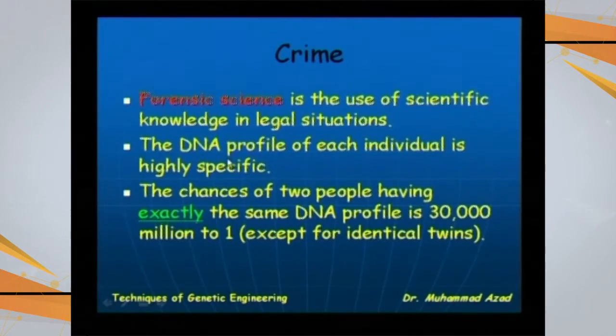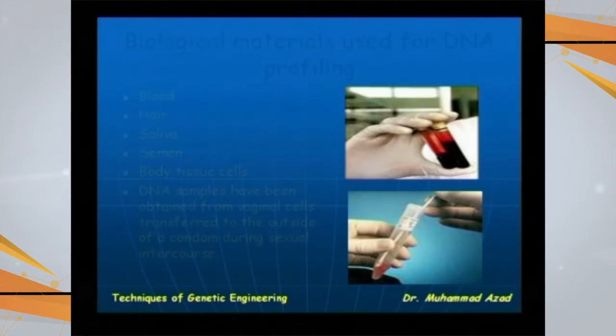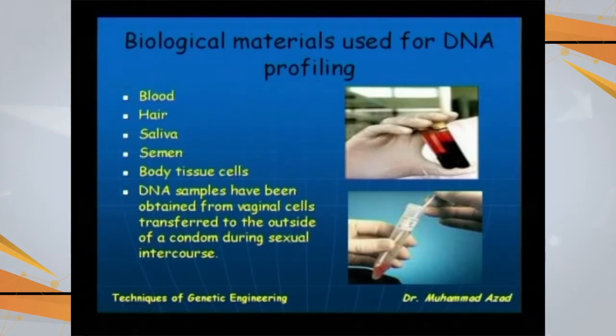There is a branch of medical science called forensic medicine or forensic science. Here the doctors are experts in legal situations. They profile the individual, and in developed countries they store the DNA fingerprints of all criminals if they are involved in any criminal activity. We take samples. Sometimes these are samples of blood, hair, saliva, semen, or body tissue cells.